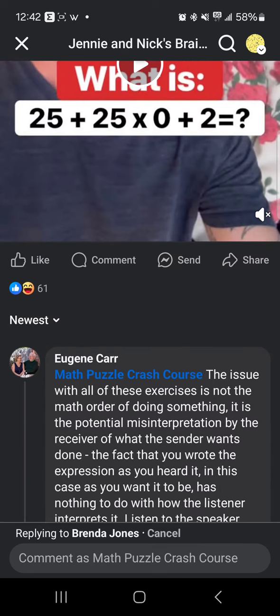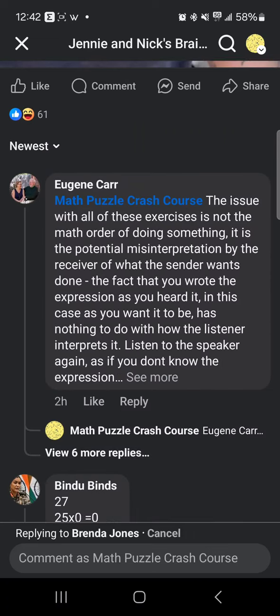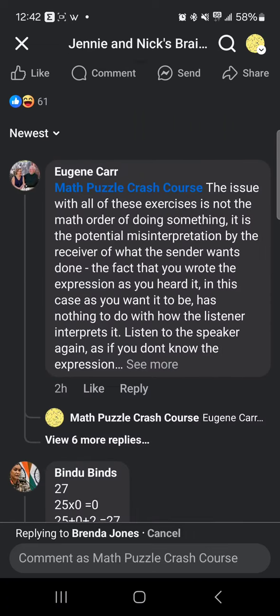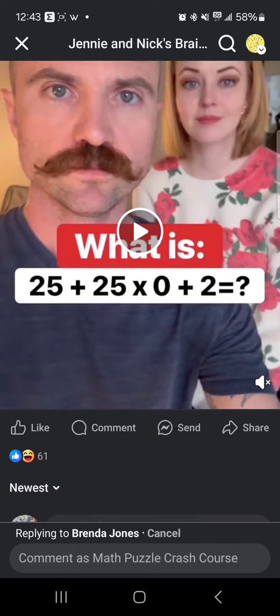And one of the things I run into a lot is people will misinterpret this problem. And every once in a while, I'll see someone make a comment that, with all these exercises, it's not the math order of doing something. Like this person says, it's the potential misinterpretation. Well, yes, there could be a potential misinterpretation if somebody doesn't understand the order of operations, or if the person that wrote this meant something other than what's written here.